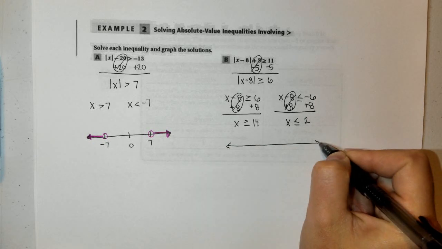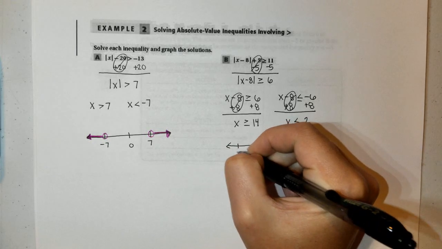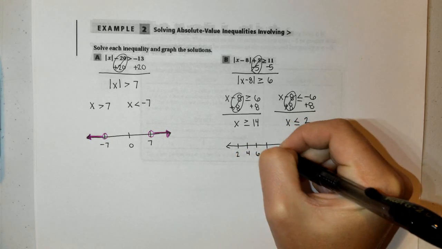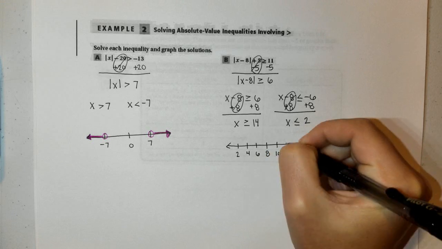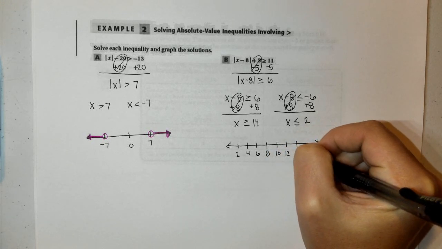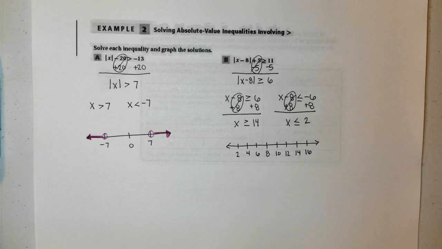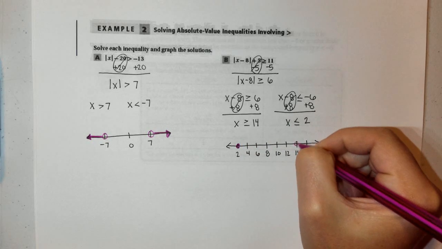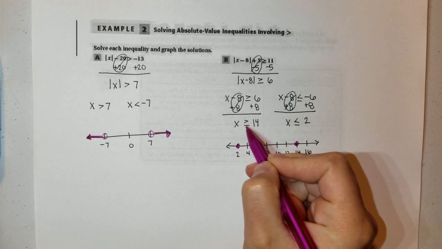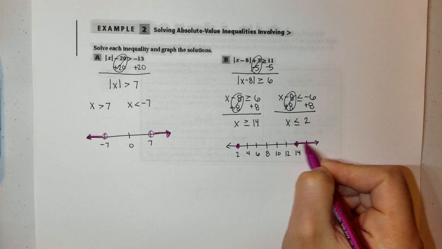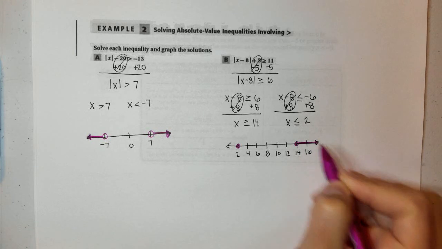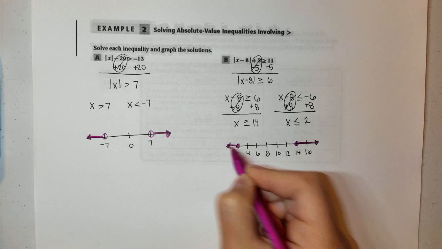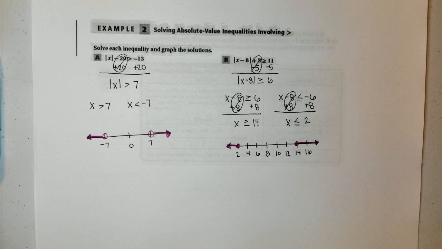So then I'll set up my inequality. So we'll have 2, 4, 6, 8, 10, 12, 14, 16. I'm going to have a closed dot on 2, closed dot on 14. X is greater than or equal to 14, so I shade to the right. X is less than or equal to 2, so I shade to the left. So that is what my graph looks like for part B.